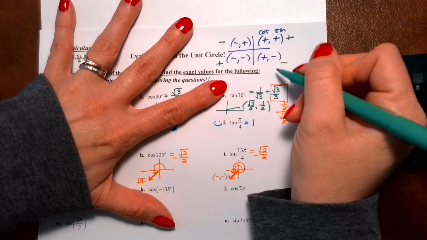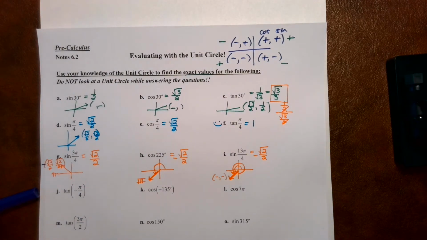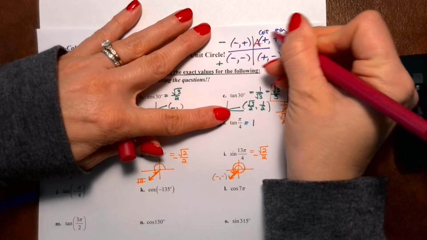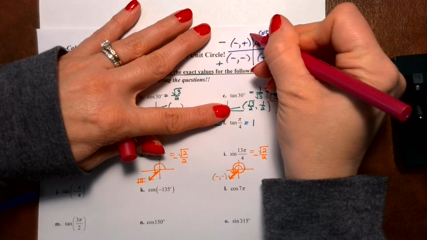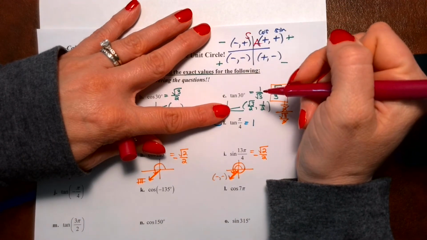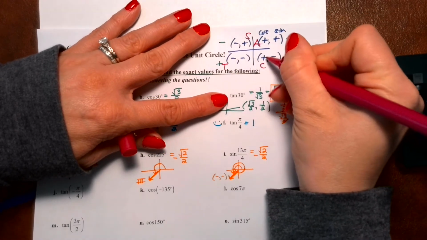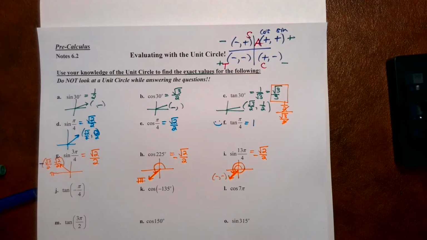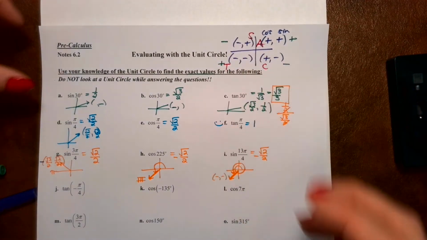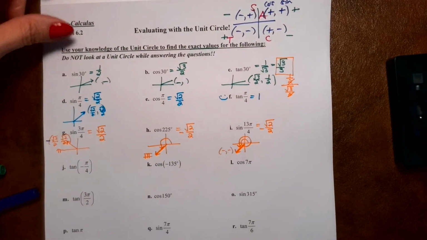Okay, and then I think I taught you that little trick, All Students Take Calculus. What that means is all of them are positive. Okay, here it's only the sine that's positive. Here it's only the tangent that's positive, and here it's only the cosine that's positive. That little trick, okay, or just your Algebra 1 skills from the coordinate plane.